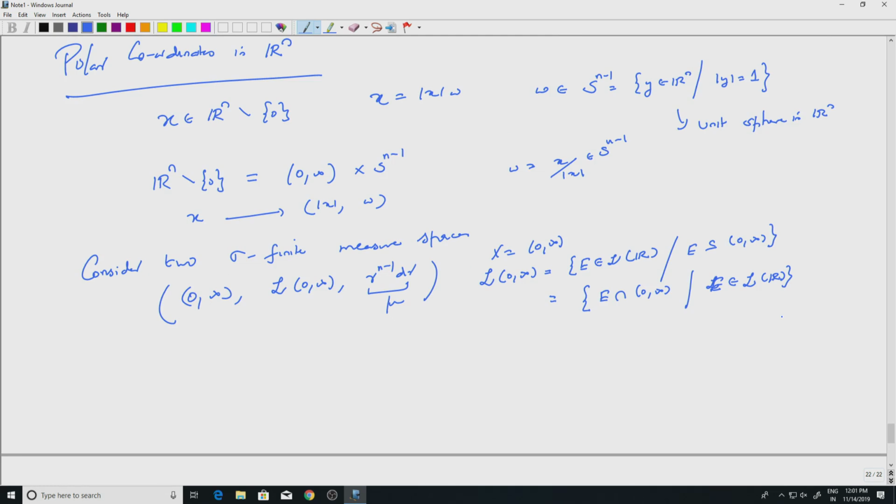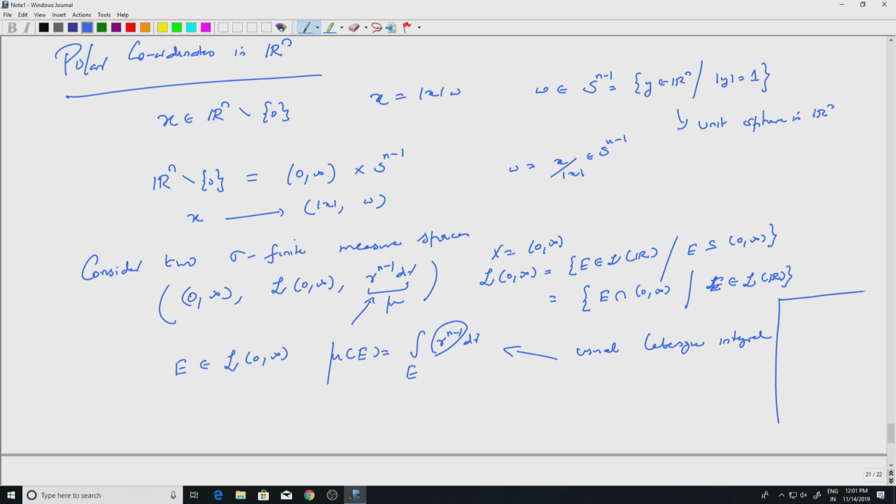What is r to the n minus 1 dr, that is a measure, right. So, I want to tell you how it is defined. So, if I take a set E in the Lebesgue sigma algebra of 0 infinity, then mu of E is defined to be the integral over E of r to the n minus 1 dr. So, this is the usual Lebesgue integral, right. So, you are using this function to define the measure.